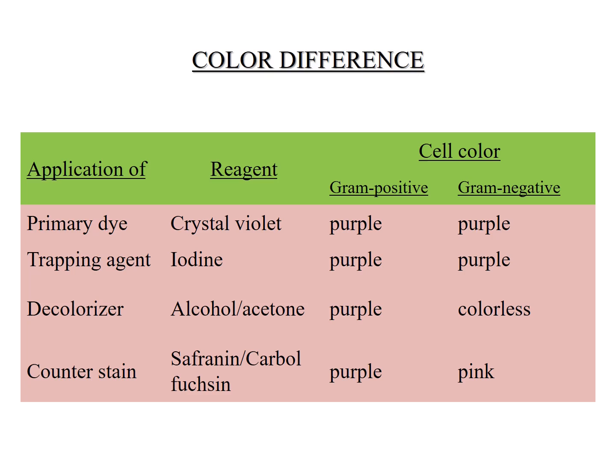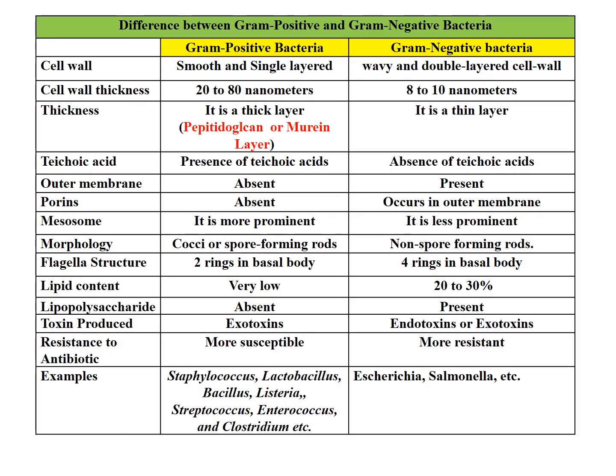It is in alphabetical order, C, then S, safranin or carbol fuchsin. This is the counterstain. Carbol fuchsin or safranin is the counterstain. Crystal violet is the primary dye. Trapping agent is iodine. Gram positive bacteria retain the purple color from start to end, while gram negative bacteria are purple during the addition of the primary dye, then colorless during the addition of the decolorizer, and pink when the counterstain is added. It becomes pink. This is the difference between gram positive and gram negative bacteria.